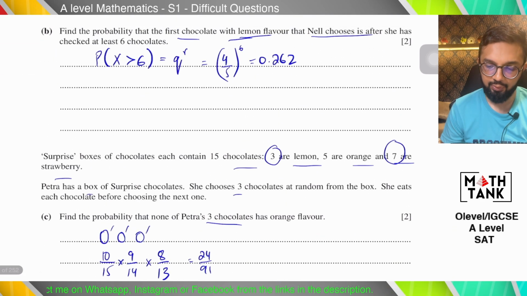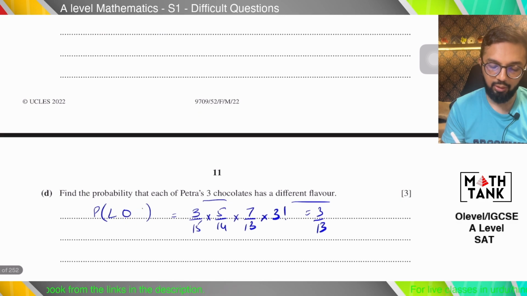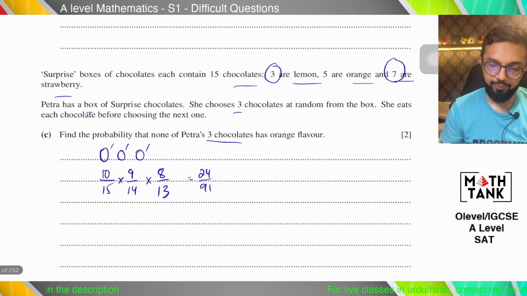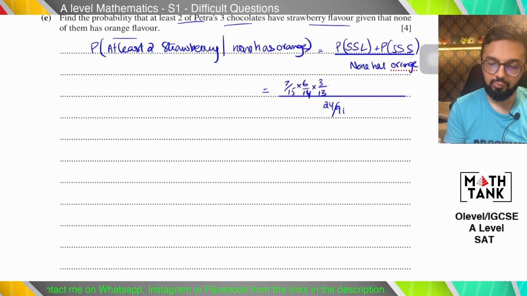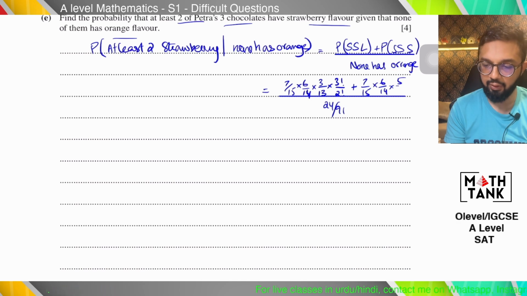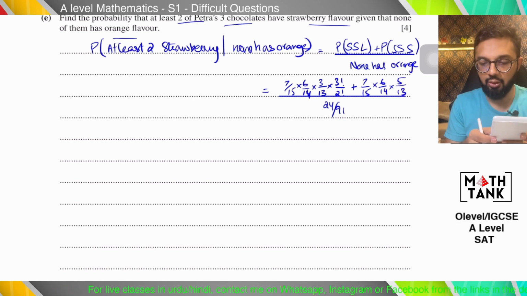How many have, this is LOS, not LOR. 7 are strawberry. So 7 are strawberry, 6 are strawberry, and then 3 are lemon, into 3 factorial divided by 2 factorial, plus 7 over 15, 6 over 14, and 5 over 13. Let's see if we get our correct answer. You can drop your questions in the comments if you have any.